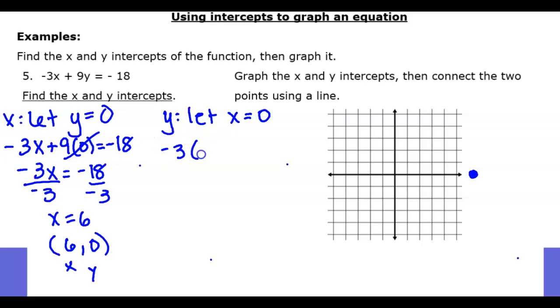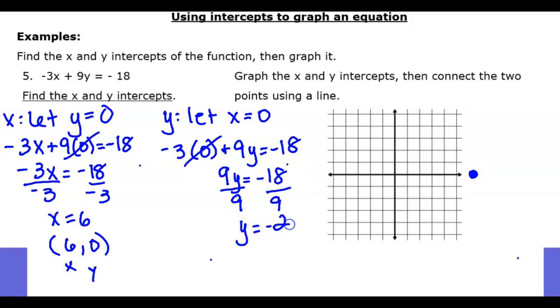So negative 3 times 0 plus 9y is equal to negative 18. Okay, 9y equals negative 18. We divide by 9, and our y is equal to negative 2. So we've got 0 and a negative 2.